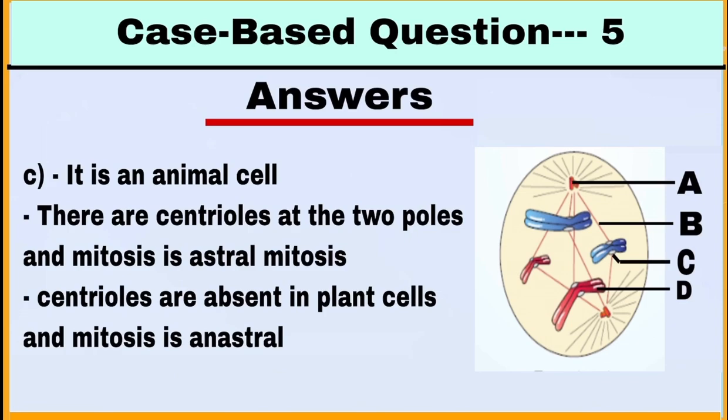Important point to note in this is that this diagram is showing the pro-metaphase stage, that is a stage between prophase and metaphase in an animal cell. As you can see, centrioles at 2 poles are present in animal cell and not in plant cell.